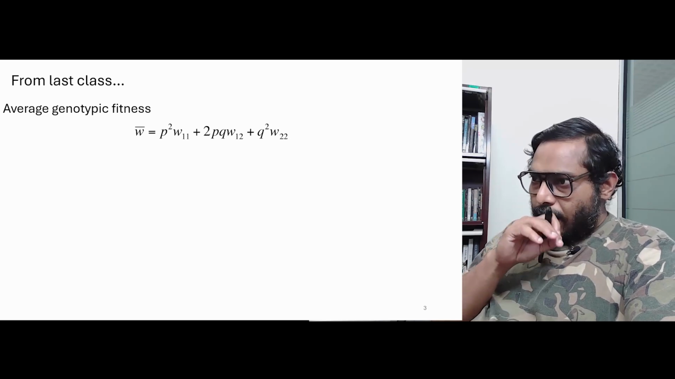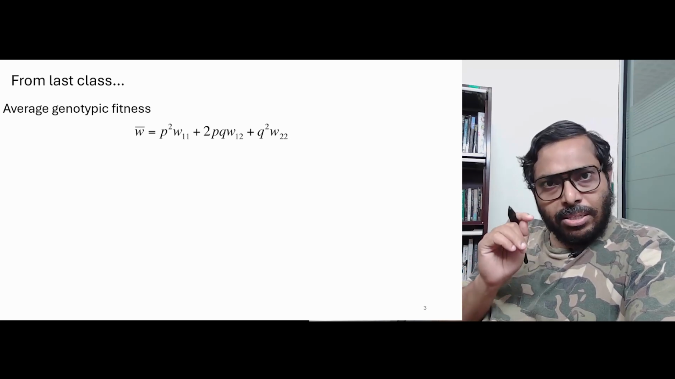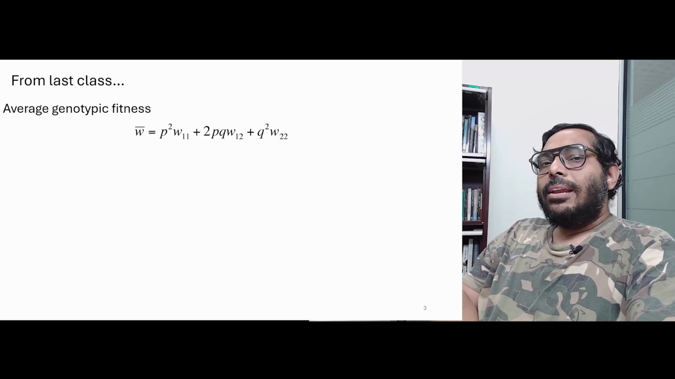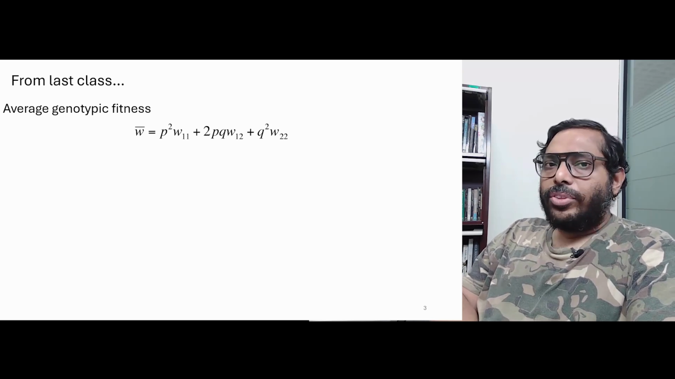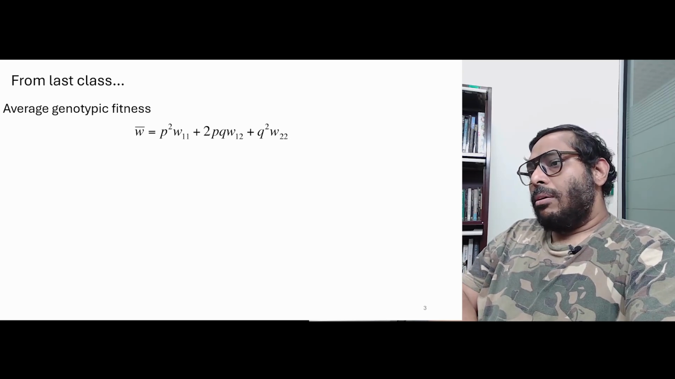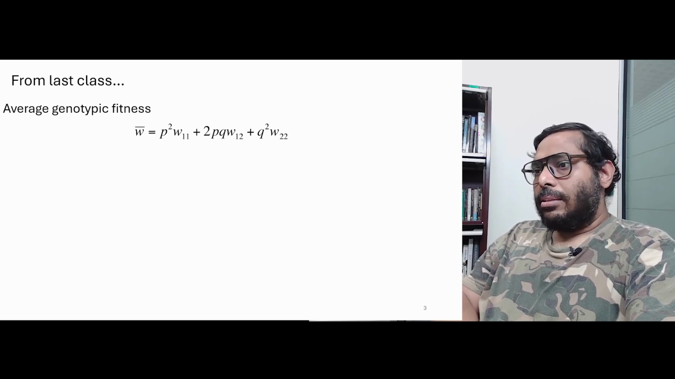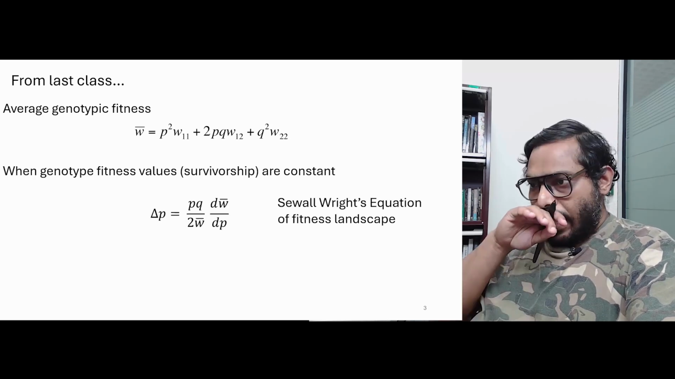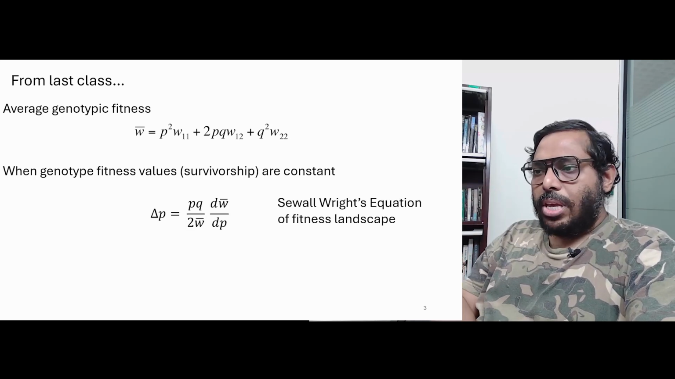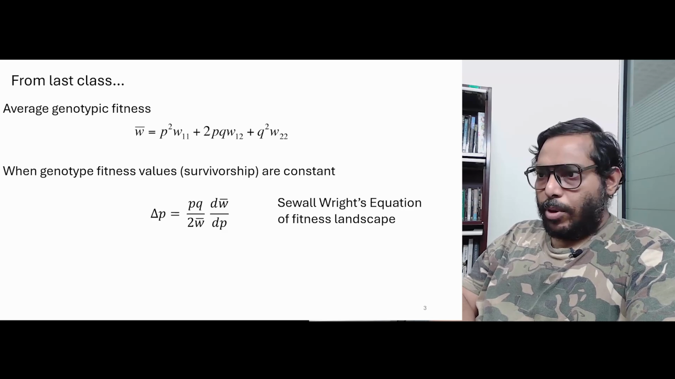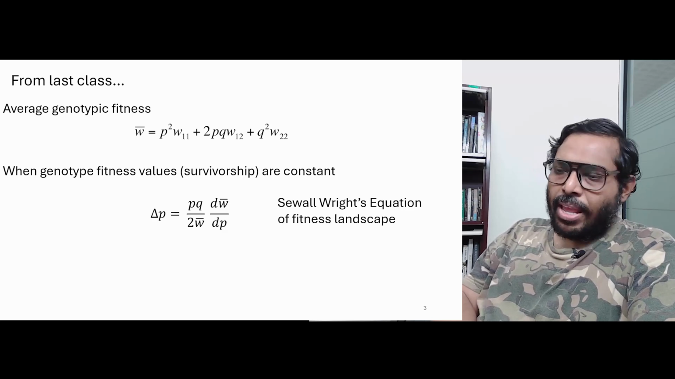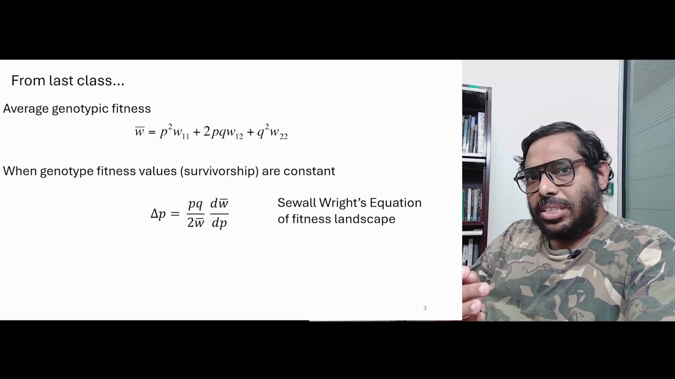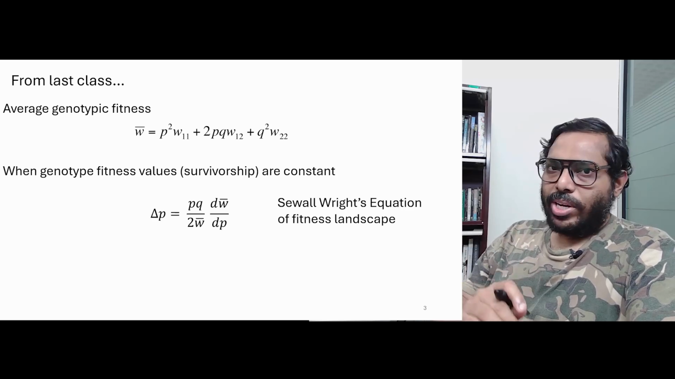We explicitly talked about the viability selection case, which means that W11, W12 and W22 represented the survivorship of the genotypes. Then we said that, assuming that these three things, W11, W12 and W22, are constants, delta P will be equal to PQ by 2 W bar times dW bar dP, where dW bar dP gives me the way W bar is changing with change in the allele frequency P.